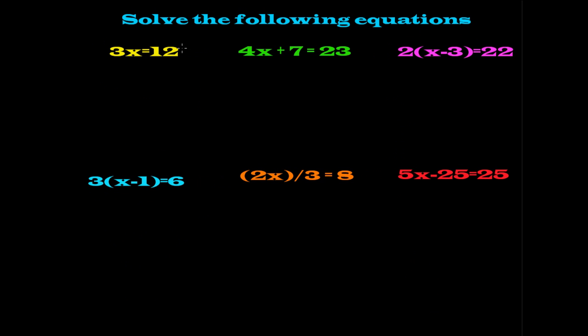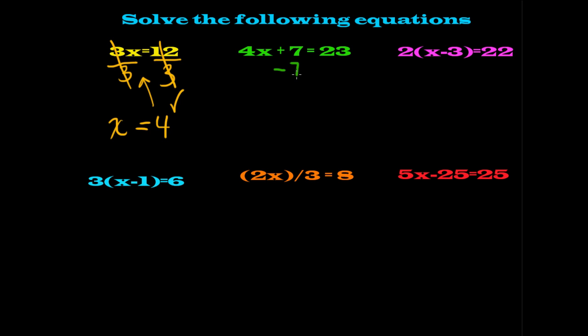Alright, here's some more problems to work on. First one is 3x equals 12. First thing you do is divide each side by 3. 3's cancel. 12 divided by 3 is 4. X equals 4. See if you're correct. Plug it in. 3 times 4 is 12. It's true.